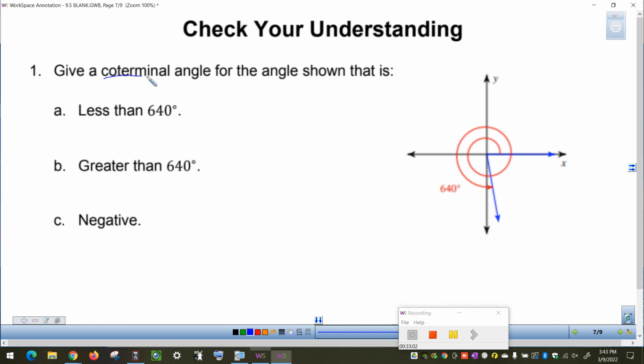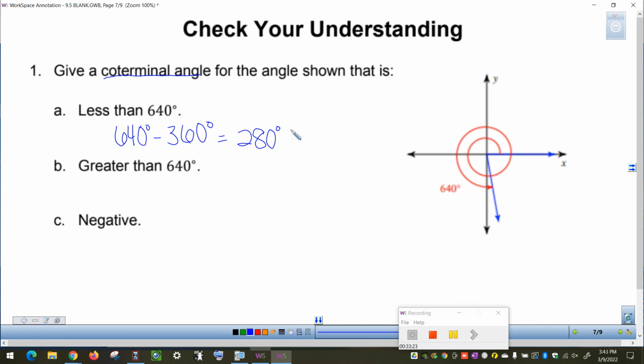So we're going to begin by finding coterminal angles, and the first requirement, the first one is to find something less than 640 degrees. How would we do that? We're going to subtract 360 degrees because we want a final answer less than 640. So we're going to subtract. One possible answer here, there's a lot of possible answers when we're dealing with coterminal angles, but probably the most common answer we have in the room is 280 degrees.